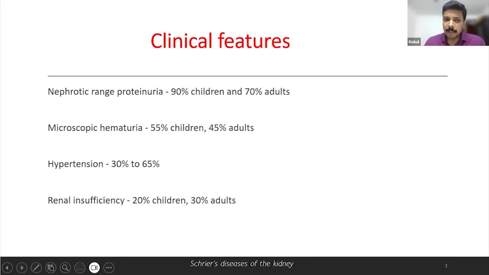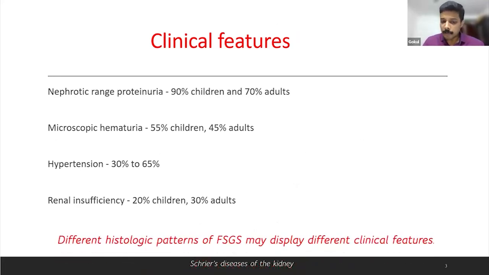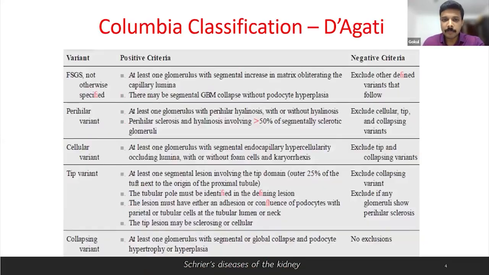So clinically, in most of the patients, it presents as nephrotic range proteinuria, especially the primary FSGS. In 90% of the children and 70% of adults, it presents as microscopic hematuria in 55% of the children and 45% of adults, and it presents as hypertension in 30 to 65% of the patients, and in around 20% of children and 30% of adults, FSGS presents with renal insufficiency. So different histological patterns of FSGS may display different clinical features.